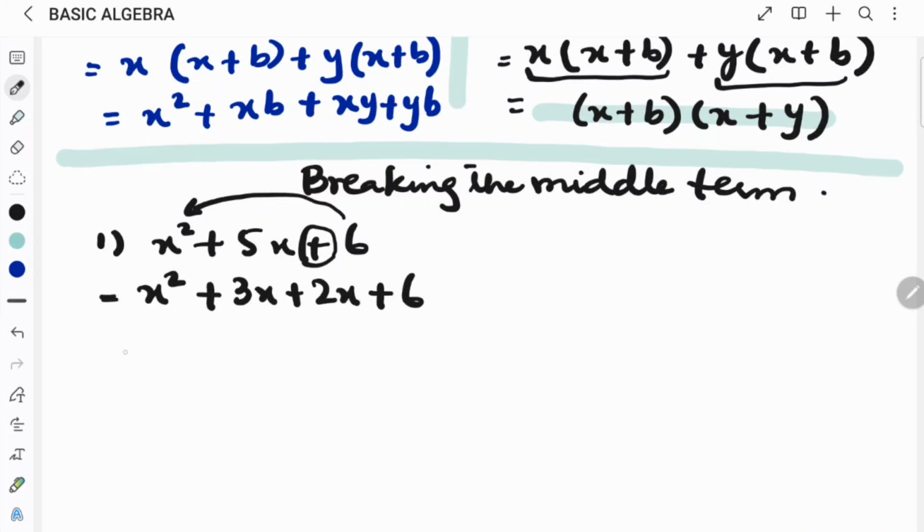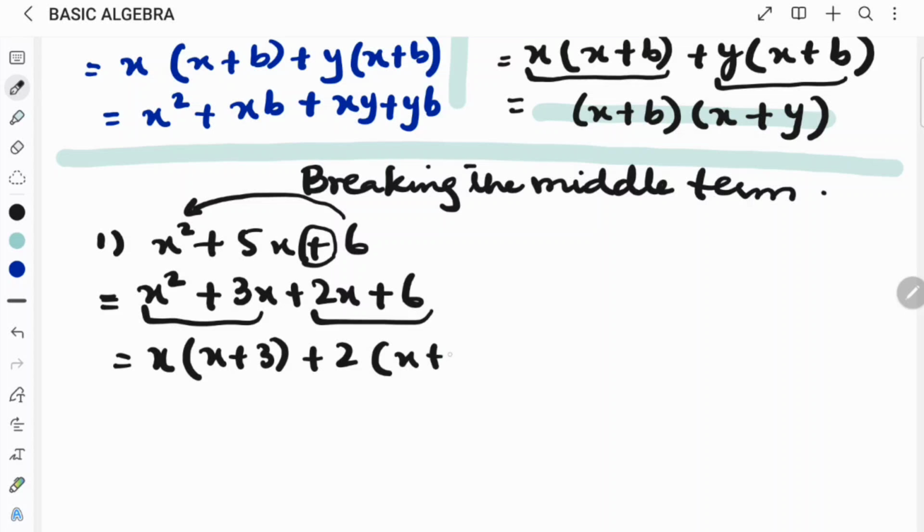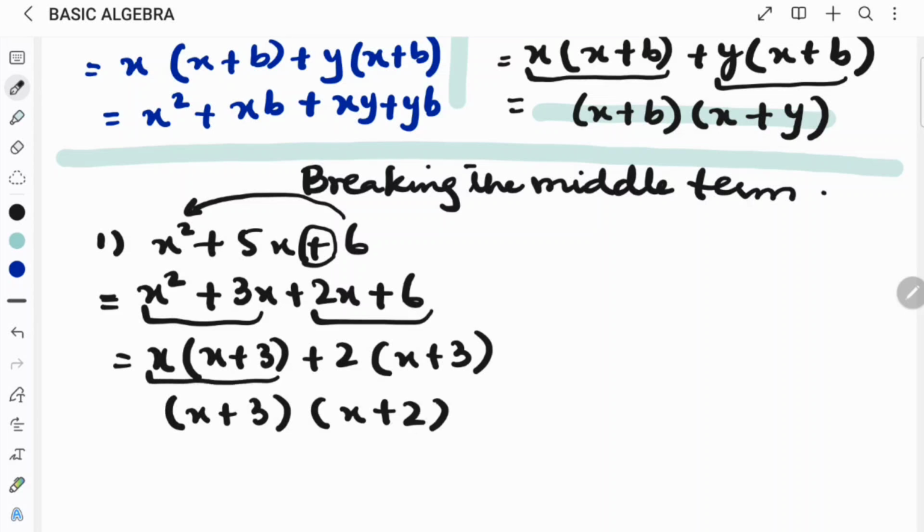If you have taken the wrong factors, you will not get the correct same common brackets in both terms. X common, the same thing you do like you did above in the grouping. X common, x plus 3 plus 2 common, x plus 3. Now you got x plus 3 is common and x plus 2 left. Because you have now two terms left in this, x plus 3 and x plus 3 come out as common, and x plus 2 left.